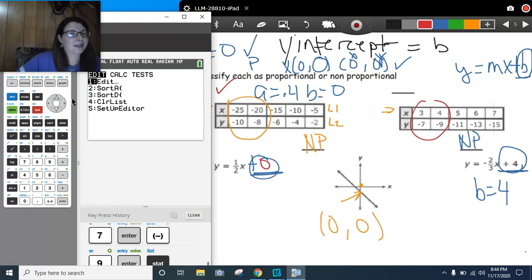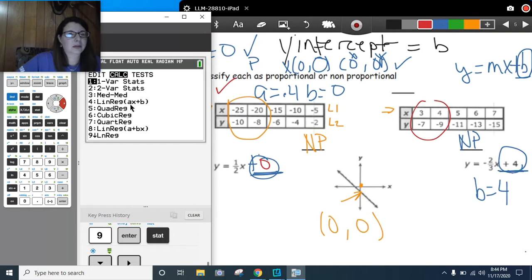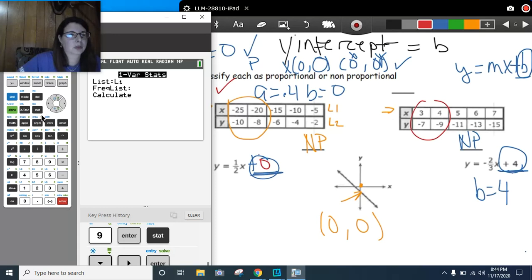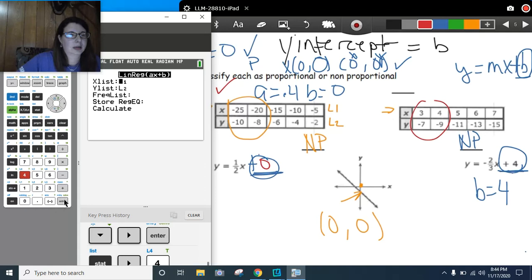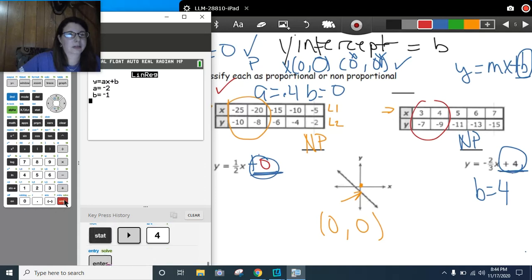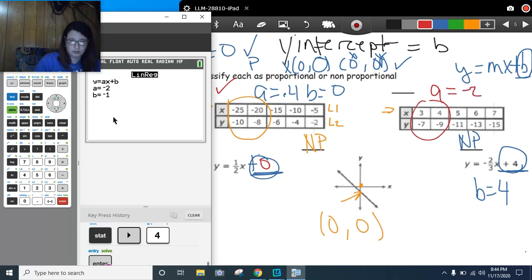Go back to stat, go over to calculate. And I'm going down to 4 because I want it to give it to me in this slope intercept form. Stat, calculate, 4. I hit enter, enter, enter, enter, enter. And now my A is equal to -2 and my B is equal to -1. Well, my B is not equal to 0, so this is non-proportional.